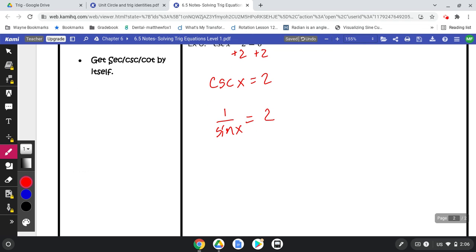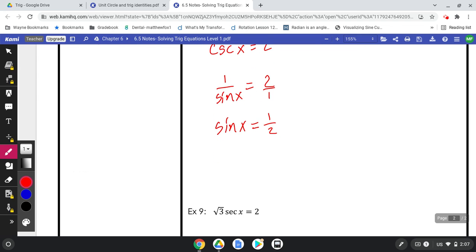Now, we know technically 2 is over 1. We could cross multiply here. We'd get 1 equals 2 times sine x. Then we divide by 2. We get sine x equals 1/2. The other way to think about it is simply take the reciprocal of both sides. As long as we do it to both sides, it's still equal. So we get sine of x equals the reciprocal of 2 over 1 is 1/2. And now we just want to know where is the sine equal to 1/2. So where's the y value equal to 1/2? And that is when we are at pi over 6 or when we're at 5 pi over 6.